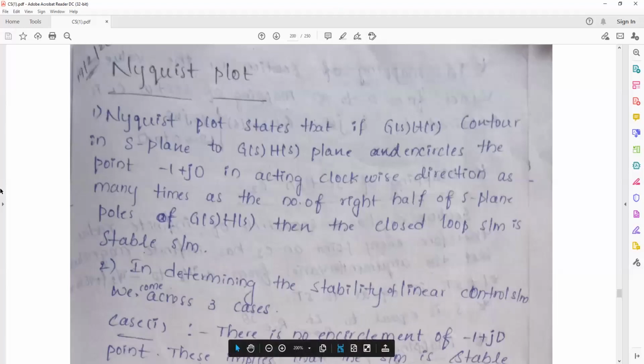So first, the Nyquist criterion states that if the G(s)H(s) contour in the s-plane maps to the G(s)H(s) plane and encircles the point -1 + j0 in the clockwise direction as many times as the number of right half s-plane poles of G(s)H(s), then the closed loop system is a stable system.